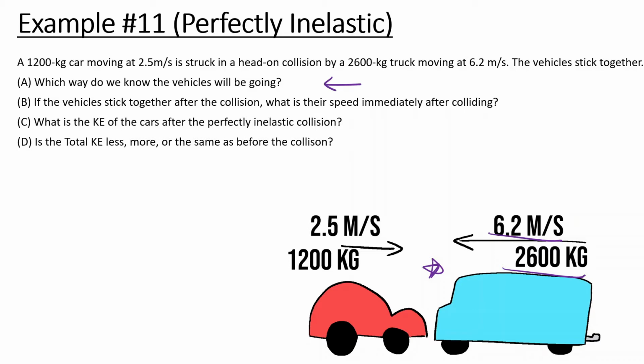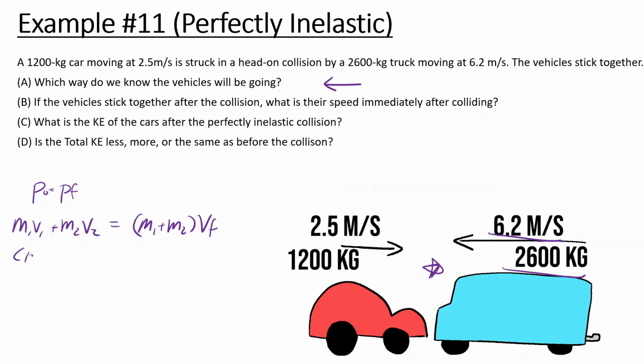B, if the vehicles stick together after collision, what is their speed immediately after they collide? Let's try to figure this out. Momentum initial equals momentum final. Same kind of thing: M1 V1, that's the first vehicle, plus M2 V2, that's the second vehicle. That's the momentum. When they hit each other, they're going to stick, so we're going to combine the masses, and they'll have a speed together.